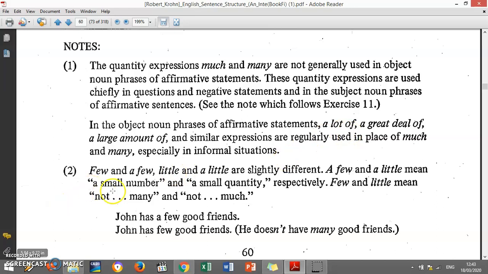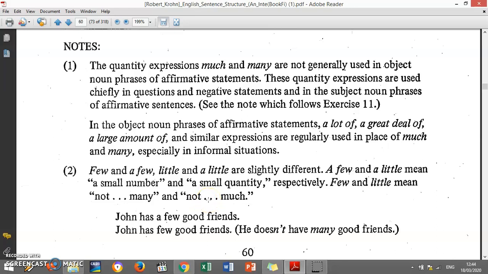Untuk notes yang nomor 2, few and a few, little and a little are slightly different. Jadi untuk few and a few, mereka ini agak berbeda sedikit. Jadi untuk a few dan a little artinya adalah a small number or a small quantity. Jadi artinya ini sedikit. Ketika menggunakan a few atau a little artinya sedikit. Sedangkan untuk few dan little artinya tidak banyak. Like that. Jadi hampir mirip, tetapi ada sedikit perbedaan.